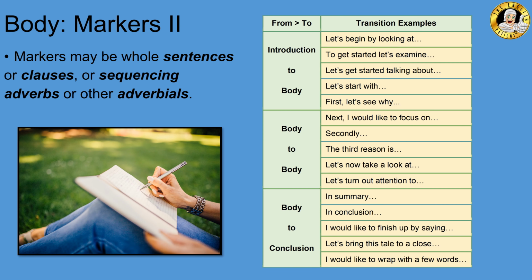Now, markers may be whole sentences or clauses with a subject and a predicate. They may be sequencing adverbs or other forms of adverbials, words or phrases, such as prepositional phrases, which are acting in the same way as adverbs do. Let's take a look at some examples for the beginning of different sections.